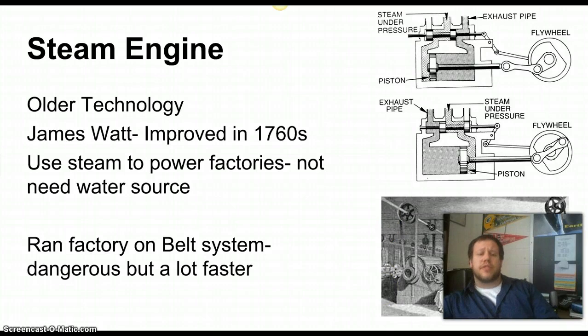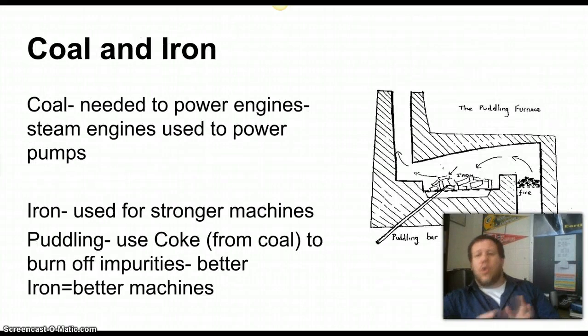The biggest reason for this was that you didn't need to use a water wheel anymore. So now you can put your factory anywhere you wanted to. You run the factory off of the steam engine. You can build it in the middle of a field anywhere, instead of having to be by a water source. Coal and iron is the other big thing.